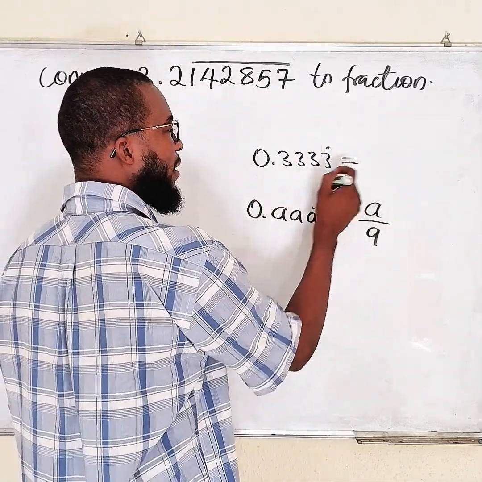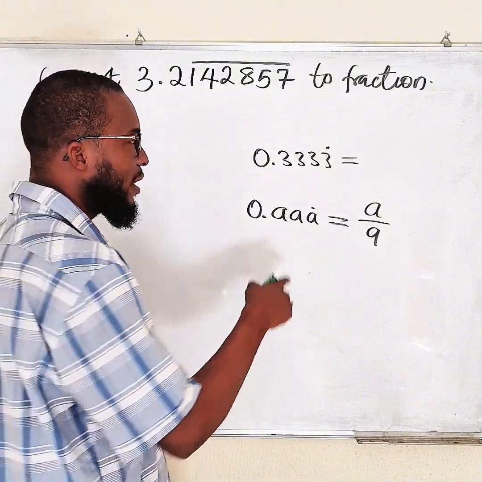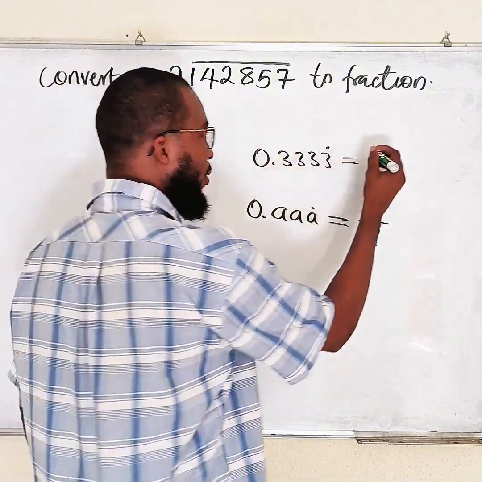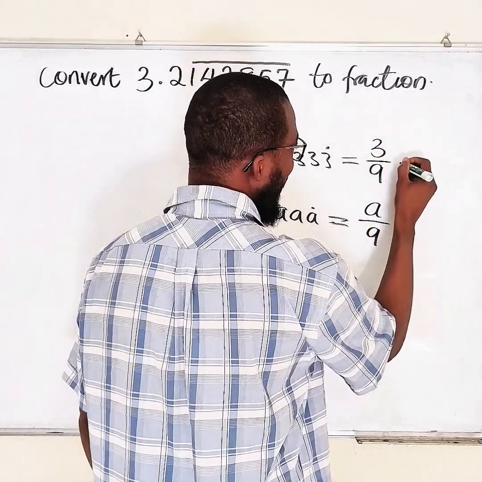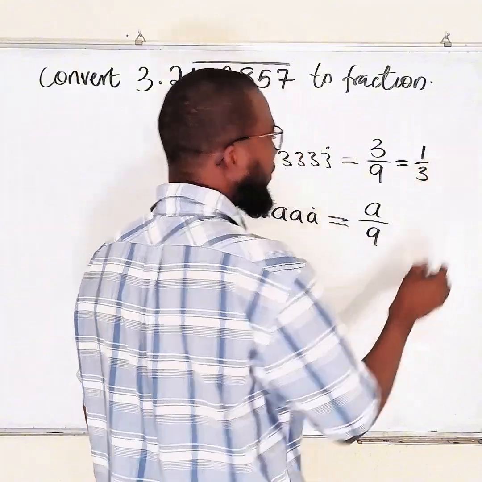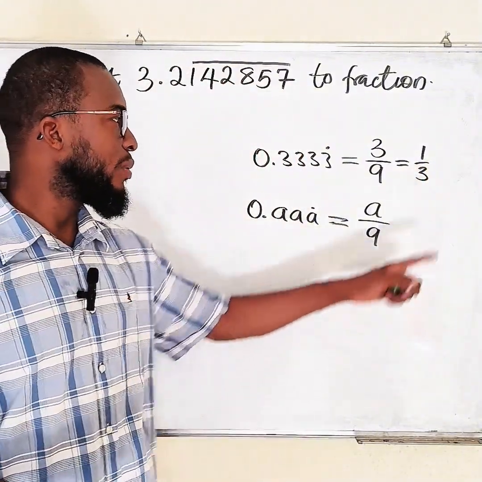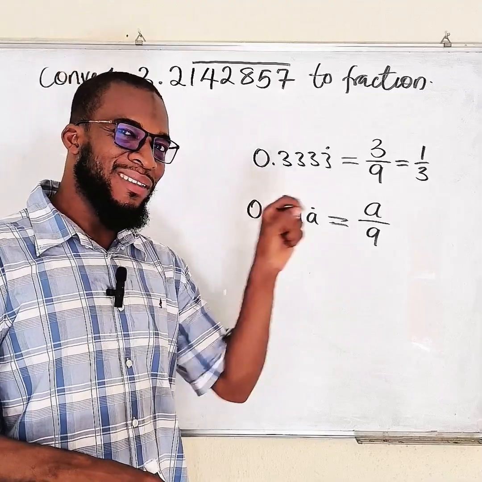Therefore, to convert 0.33333 recurring into a fraction, just take that digit that keeps on recurring, which is 3, then divide it by a single 9. This will give us 1 divided by 3 in the lowest term. Just take your calculator, press 1 divided by 3, you shall obtain 0.3333.